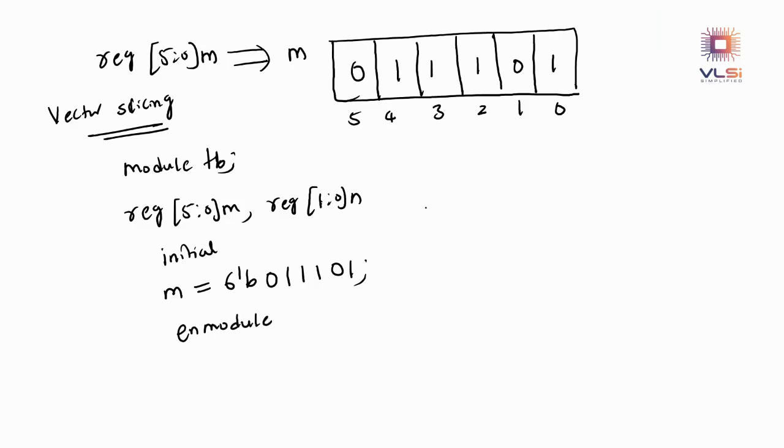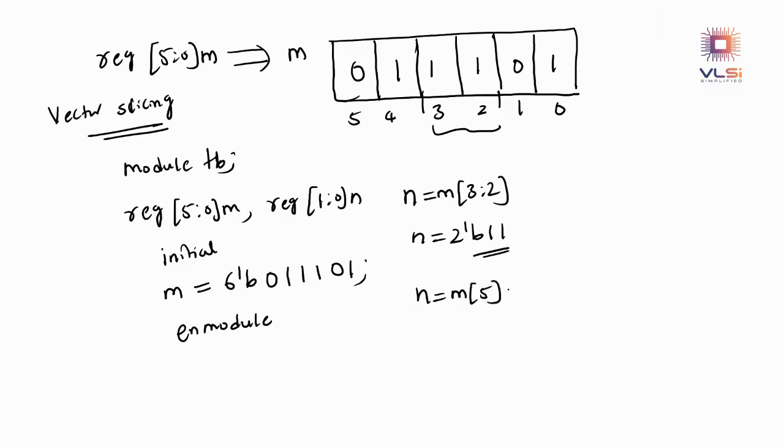Suppose I consider n equal to m[3:2]. What does 3 down to 2 mean? I can access the third bit and second bit. So n equal to 2'b11. I can access individual bits in these vectors. Suppose n equal to m[5]. What does m[5] mean? It is the MSB bit; the leftmost bit is the MSB and the rightmost bit is the LSB.